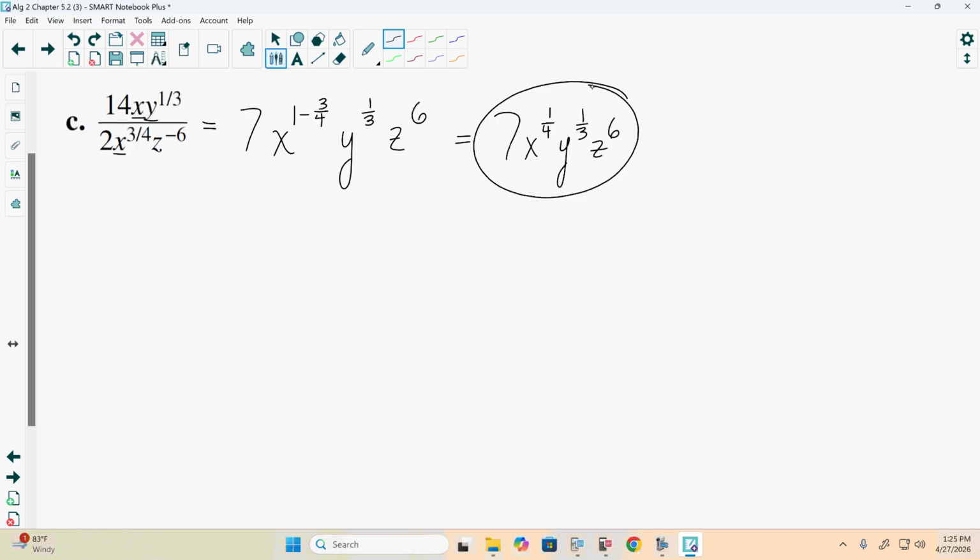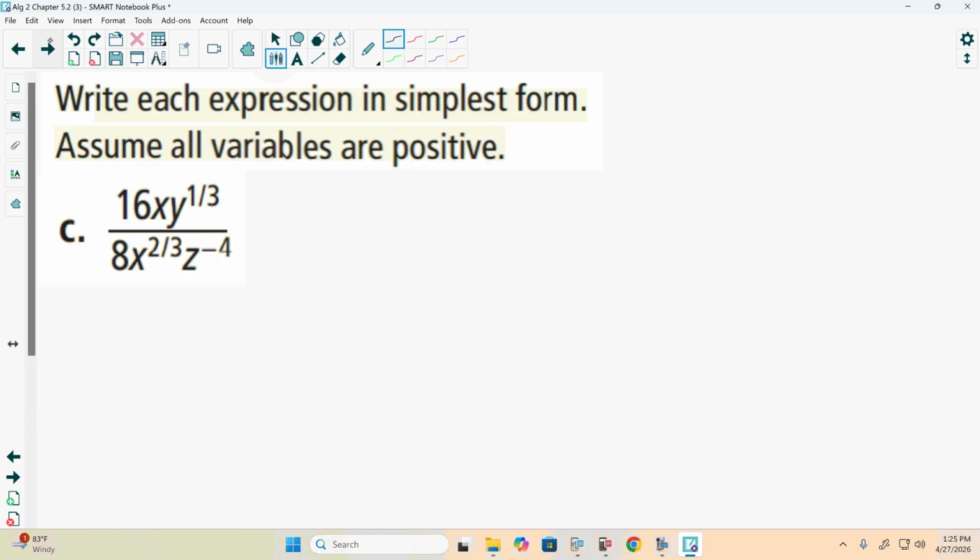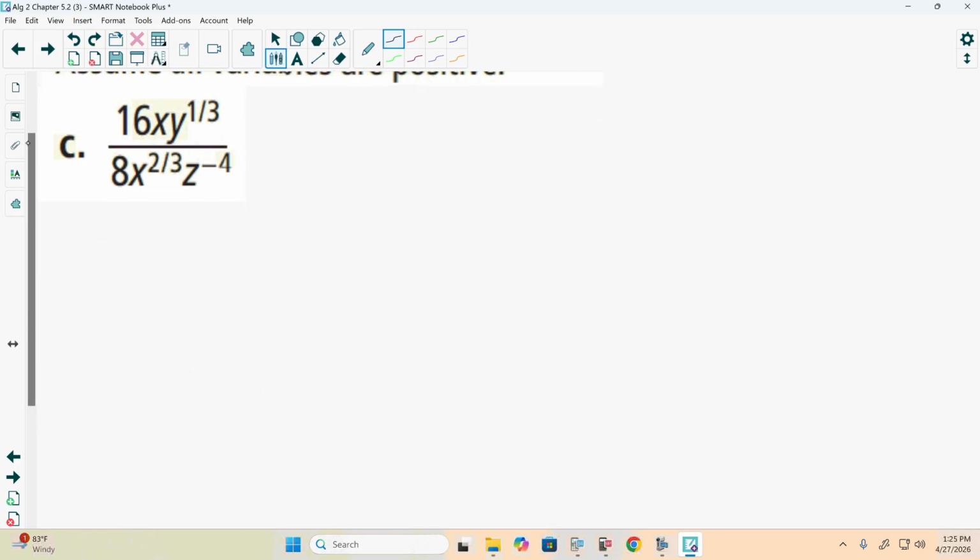Done. We've done this before, it's just simplifying. Last one of this type. 16xy to the 1/3 over 8x to the 2/3 z to the -4. Let's work it out piece by piece. 16 divided by 8 is 2.